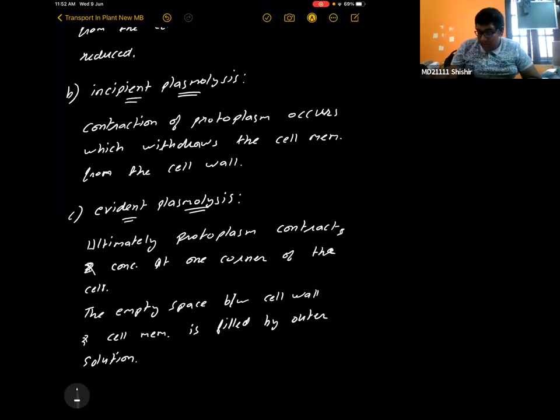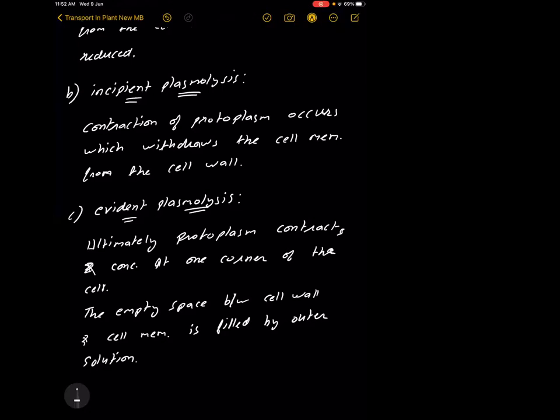How would the question be asked in NEET? Generally they make a direct question: the empty space during plasmolysis is filled with, and they will give 4 options. Outer solution is the correct answer. One more question: in which situation does plasmolysis occur? When the cell is placed in hypertonic solution. That is plasmolysis.